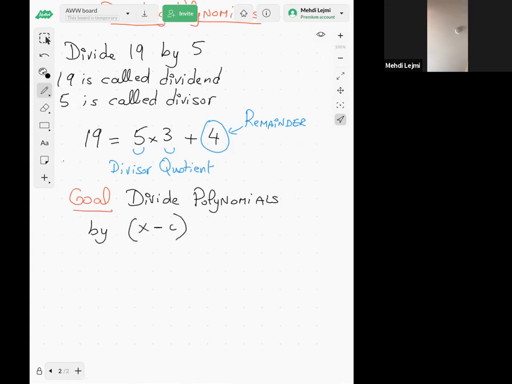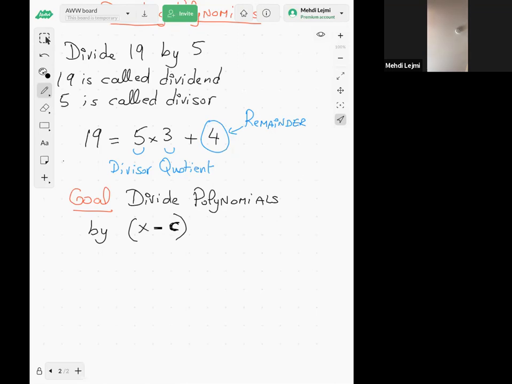Yeah, so it's like long division, Kwame. Yeah, absolutely. So we're gonna start by dividing polynomials by x minus c. Okay, so this is x minus c. Let me show you with 1 or 2 examples how we divide polynomials by x minus a number.